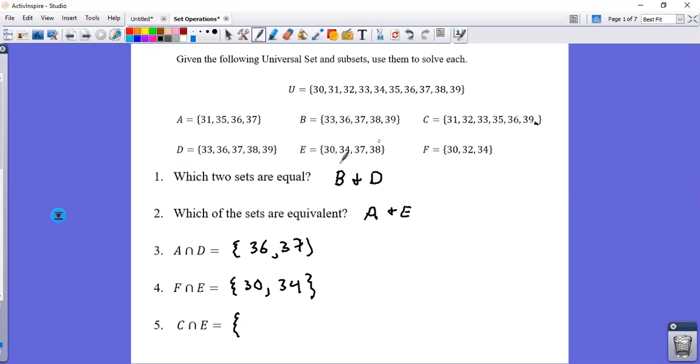C and E: 31, 32, 33, 35, 36, 30. C and E, anything they have in common? I don't see anything, so you would say the empty set, which is just set notation with nothing in it, or you could use the null set, which is also the same. Those are exactly the same thing.